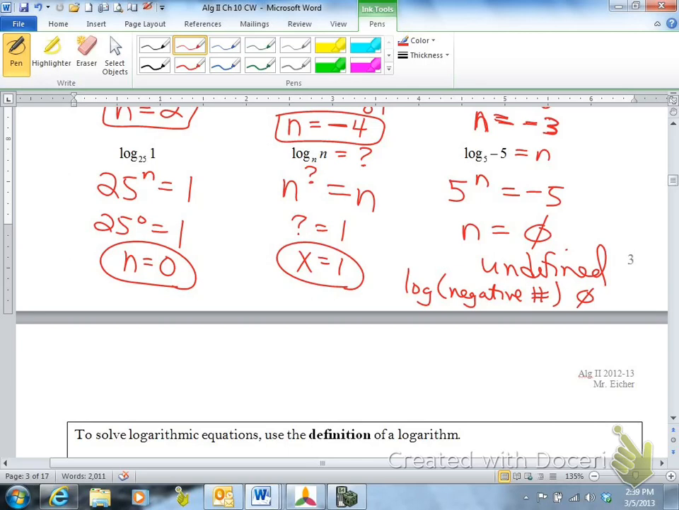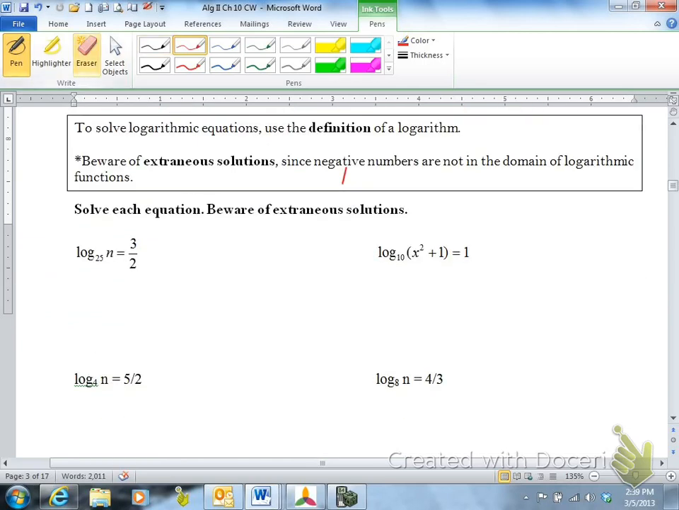On the next page, we're going to solve some equations. And solving equations, we're going to use the definition of a logarithm. The definition of a logarithm is, if you have log base b of a equals n, you could rewrite that as b to the n equals a. So that's the idea we're going to use on many of these.